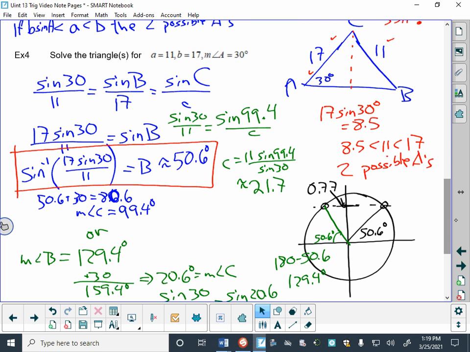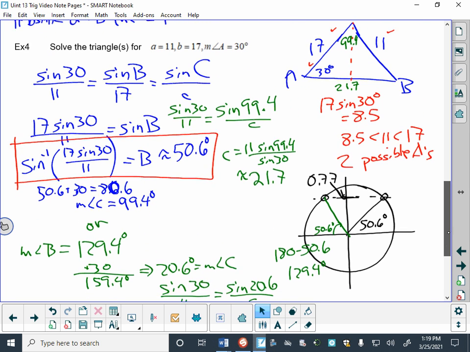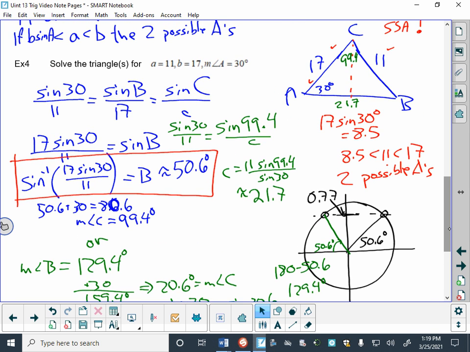Either angle B is 50.6 degrees, and it would look like this, and that would make angle C the 99.4, and it would be 21.7 across from it. Or if it's not that, then my triangle is going to look more like this, with my 30-degree angle here.